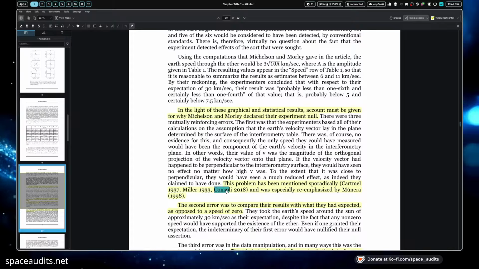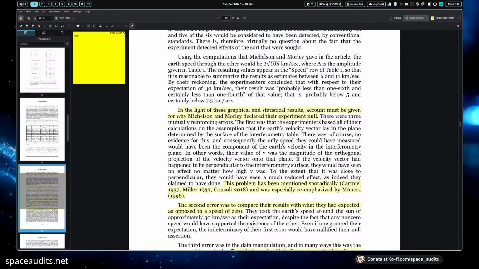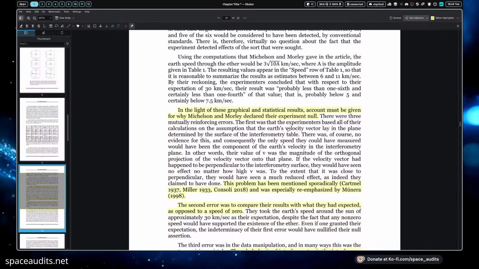Now, Consoli actually did a harmonic analysis and statistical analysis of all that, so it's kind of interesting that his premise is that there hasn't been one done, and he's specifically citing someone who also did one. And then they were especially re-emphasized by Manera in 1998. And Manera we talked about earlier because he actually reproduced Miller's work, and over a period of 3 years, he took interferometer measurements and showed the same sidereal and annual solar relationship that Miller showed.